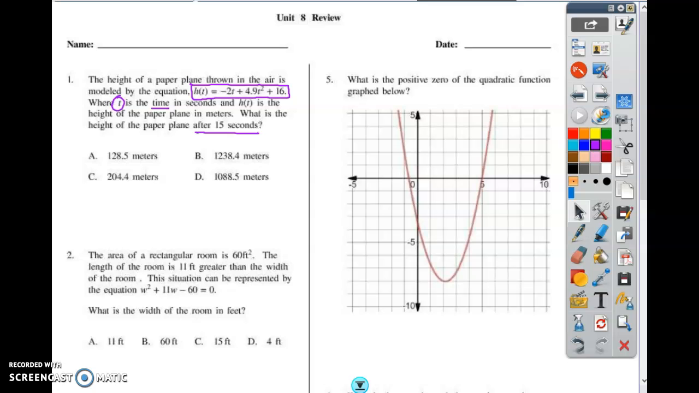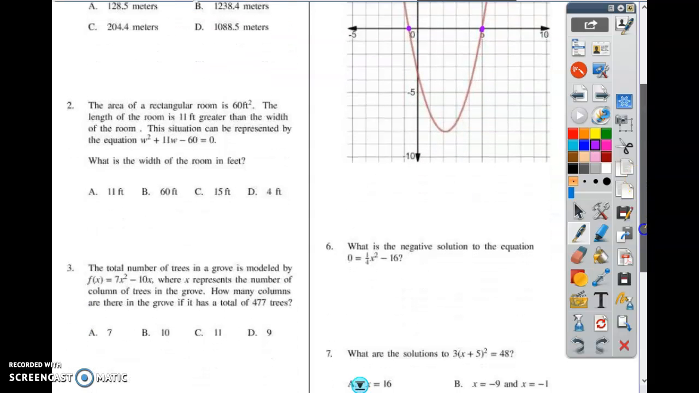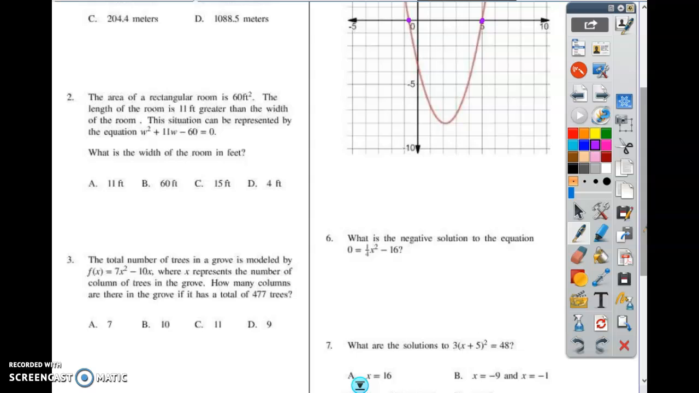Problem number 2. Actually, problem number 5. It says which one has the positive 0. So remember, these are zeros, and they're asking for the positive one. Which one is the positive one? Problem 2. Same thing. They gave you an equation that you can put in Desmos, and they want to know which one equals to 0. Which one of these equals to 0?